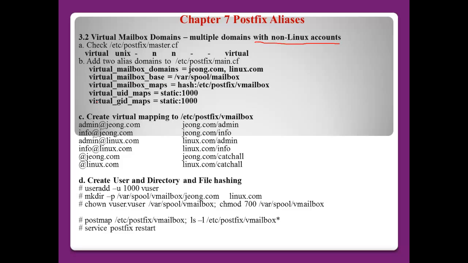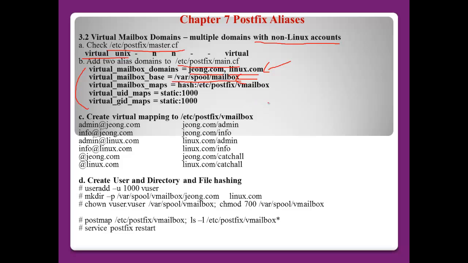So in the virtual mailbox domains, we will not use the Linux account. First, check master.cf here, virtual, and after that, in /etc/postfix/main.cf, we have to configure this kind of information. First one, the mailbox domain is the same, jung.com and linux.com. And the mailbox base, in my case, /var/spool/mailbox. So all the mails to this domain will be saved here.